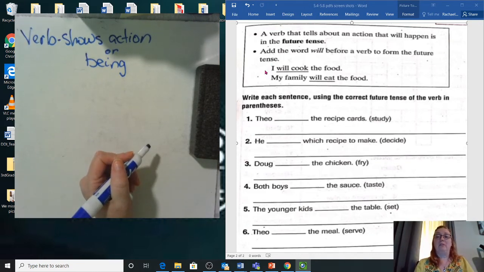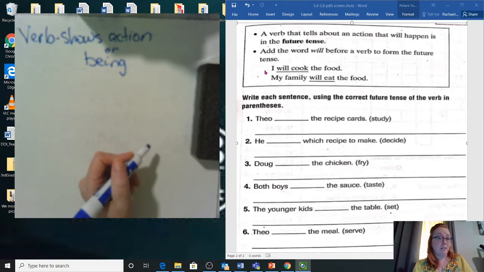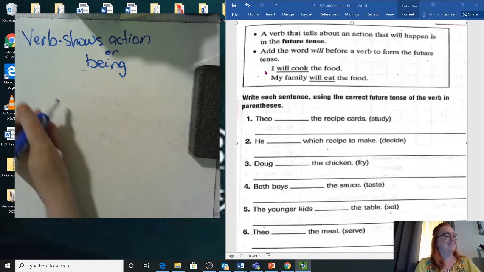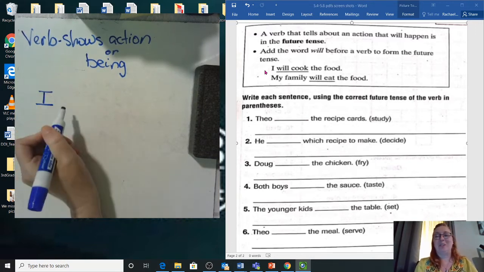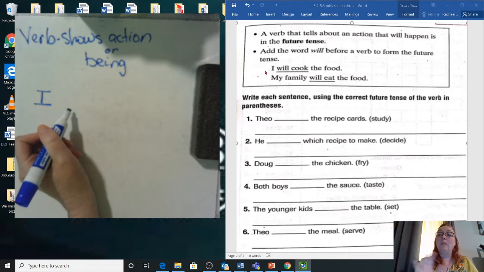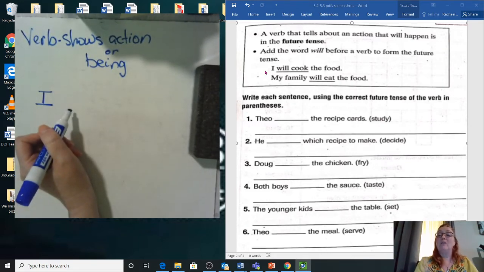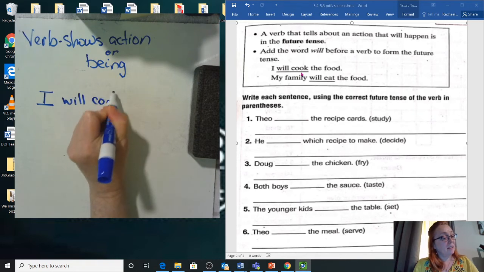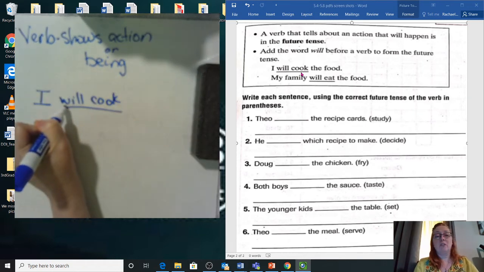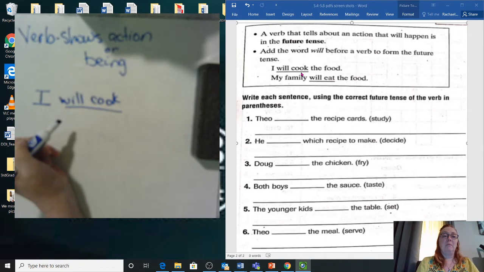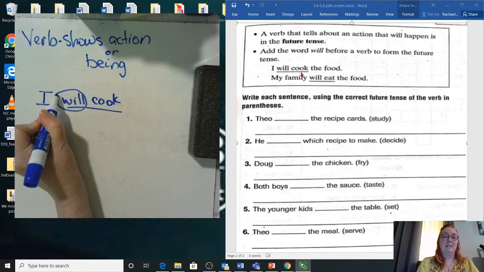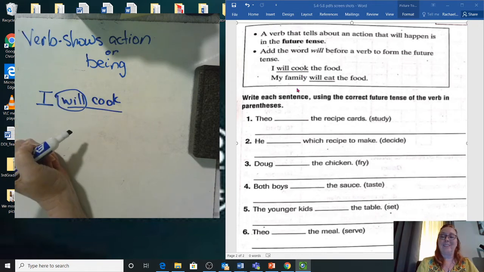I will cook the food. So, what is the subject in I will cook the food? Remember the subject. We've been doing those too. I is your subject. Will cook the food. So, if you take a look at what is underlined, will cook, that is future tense. How do you know that that is future tense? It has the will in it. There we go.